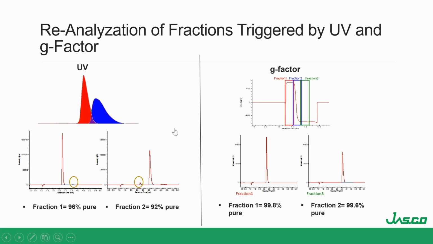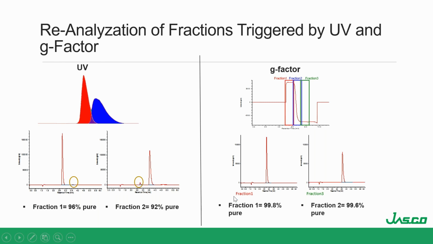So here's an example of a reanalyzation of fractions triggered by UV and then also triggered by G factor. On the left-hand side, we have the UV trace. These start and stop times were picked manually, and that was based on the UV chromatogram. If you look down here, fraction 1 was 96% pure, and fraction 2 was 92% pure.